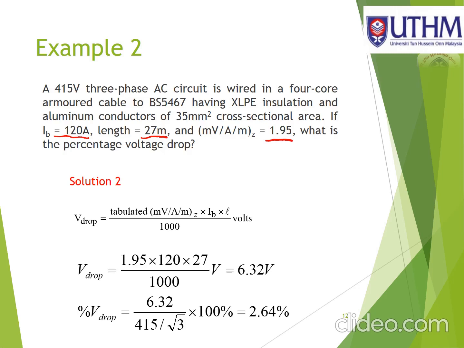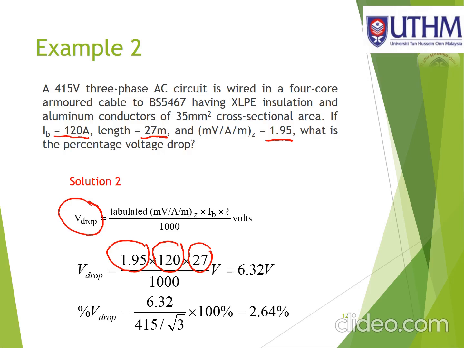So by using this formula for voltage drop, we put all the values given in the formula. This one is the tabulated value given, and then times the length, times the IB 120, and also times the length divided by 1000. So we get the value of voltage drop here, 6.32 volt.